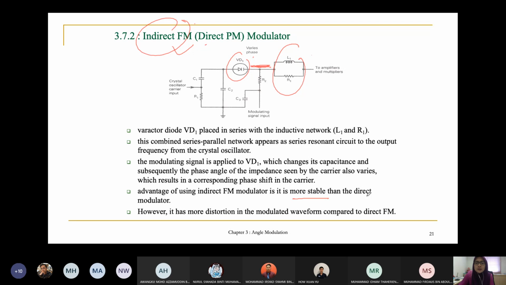The advantage of indirect FM is that it is more stable compared to the direct modulator. Okay, this is important. What is the advantage of indirect FM compared to direct FM? Indirect FM is more stable, however, it has more distortion in the modulated waveform compared to the direct FM modulator.